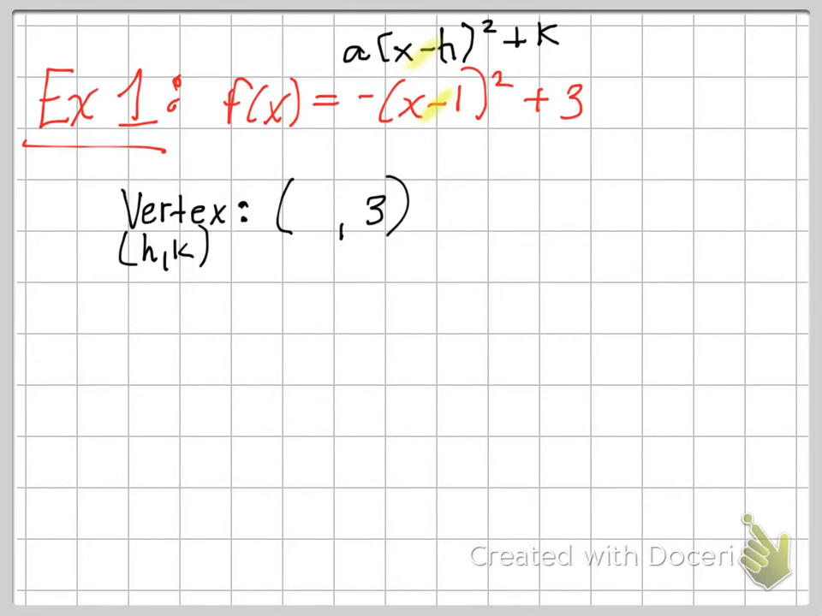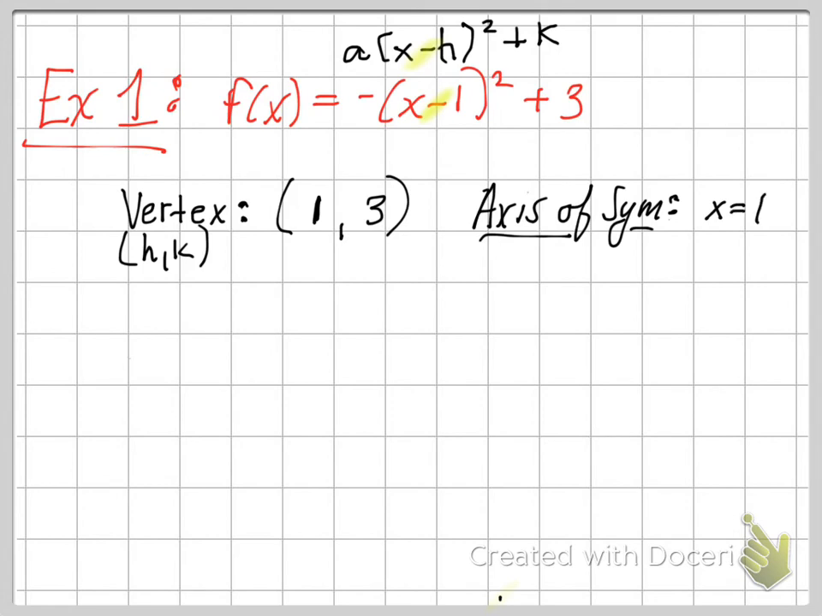So if I see a minus 1, that's actually moving my graph to the right, which means the vertex will be at a positive 1 value for x. So even though I see a negative 1 there, I'm putting a positive 1. If I saw a plus 1, it would make me put a negative 1 in my vertex, okay? So the vertex is 1 comma 3. I can also write an equation for the axis of symmetry, which is just x equals the x value of the vertex. It's going to be that vertical line, x equals 1.